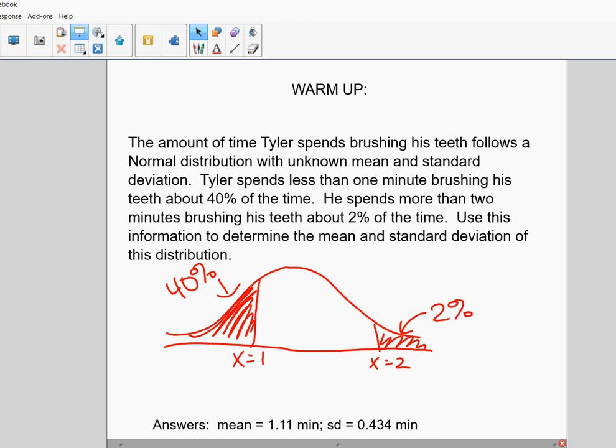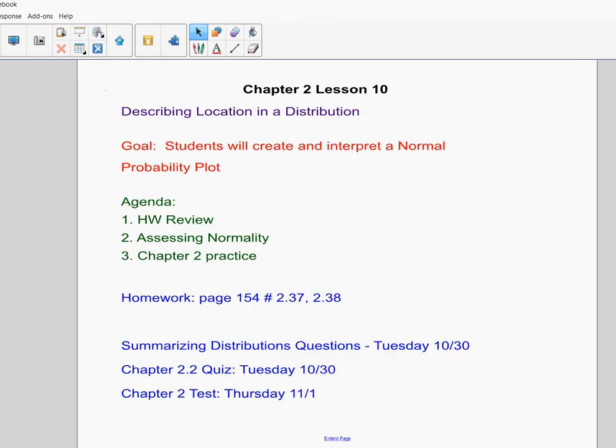All right, so here's our agenda. This is what we're going to go through today. We're going to talk more about normal probability plots. I have homework answers for you. Your homework is going to be a couple problems from the book. I'm also going to give you some review problems that you can be working on later on in the notes in this video, and just some updated dates, okay, of what's going on. So down here.